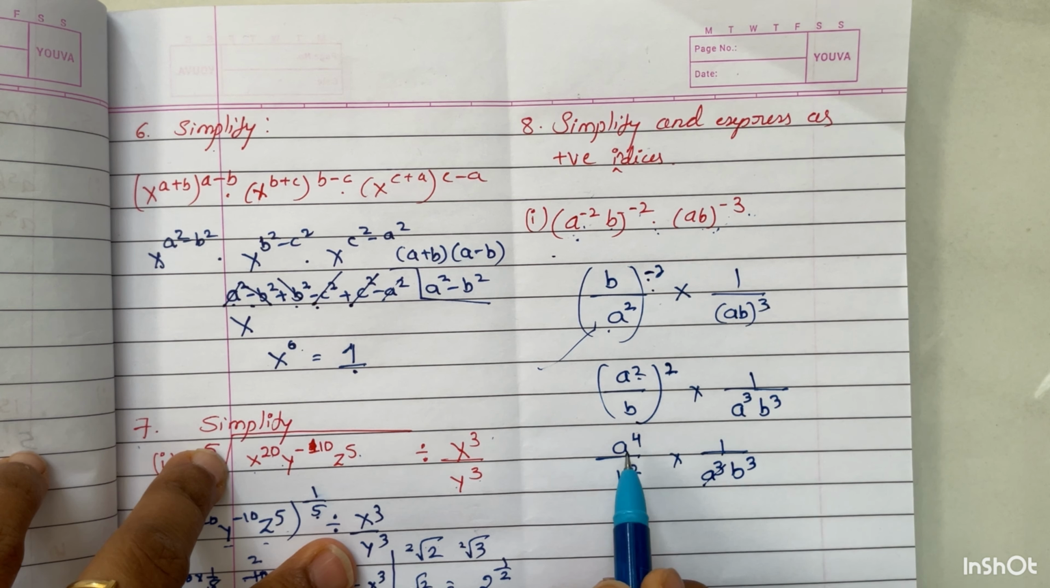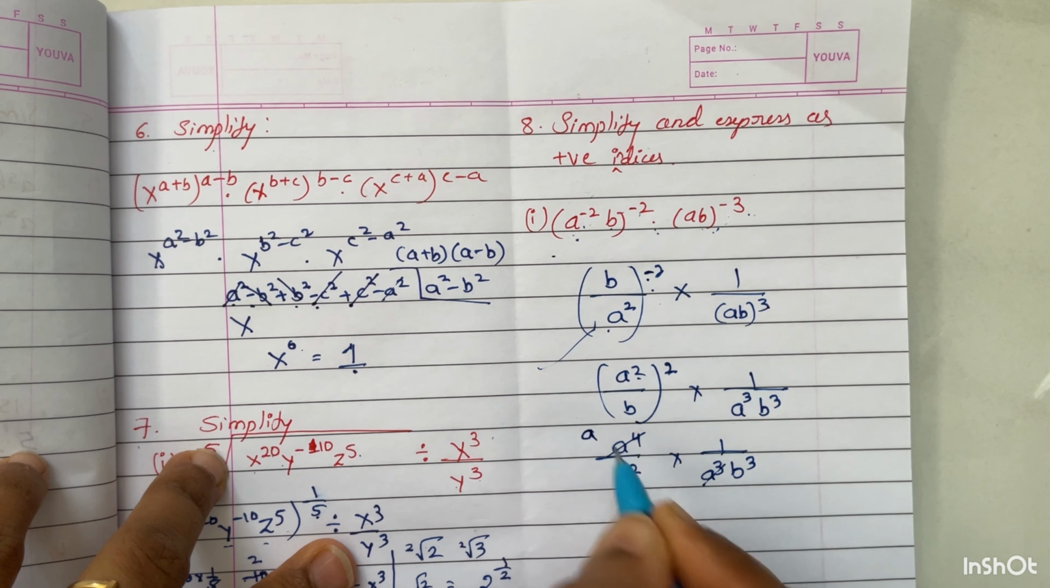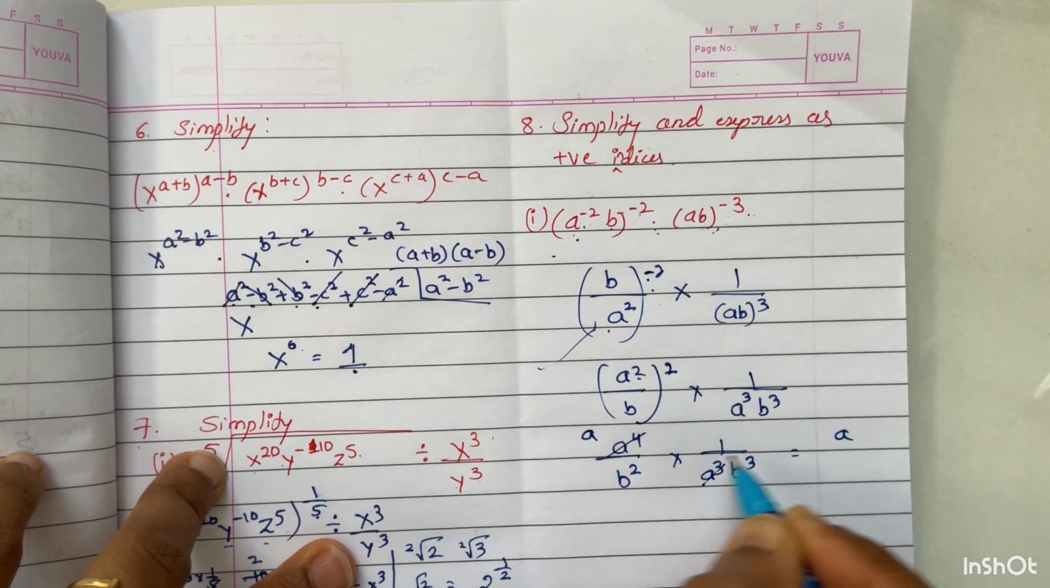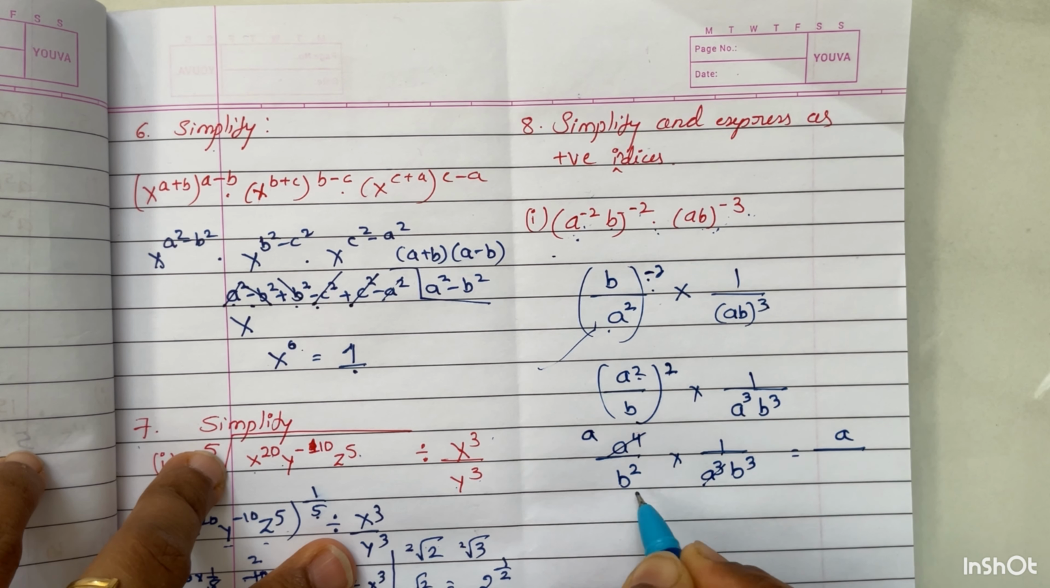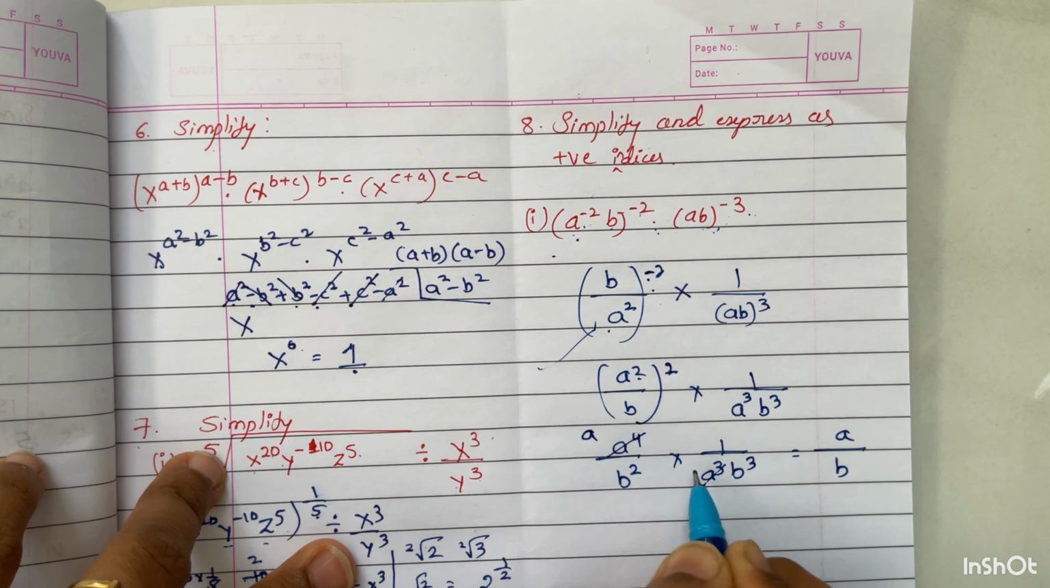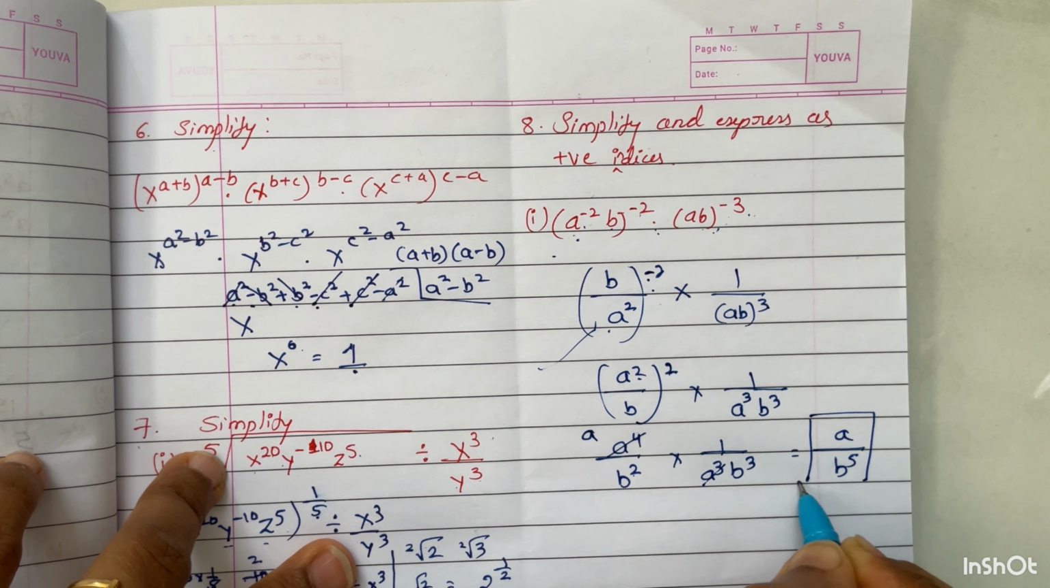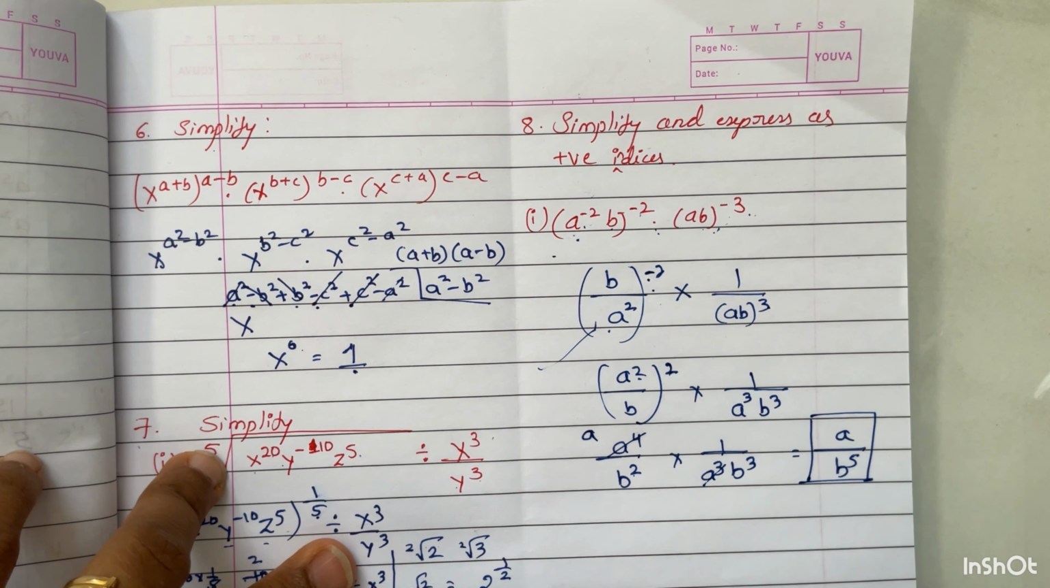Here we have a cubed and here a to the 4, so one a is left. Okay, now there is nothing else to cancel. So in the numerator we are left with only a into 1, that is a, and in the denominator both bases are the same, so powers we can add, right? After adding powers, I get 2 plus 3, that is 5. So for this answer we found a by b raised to the power 5.